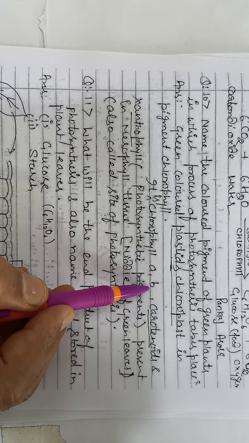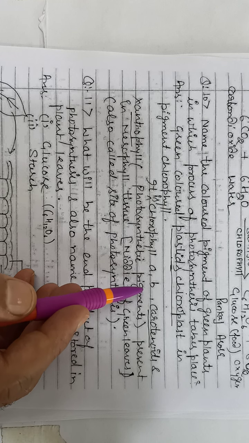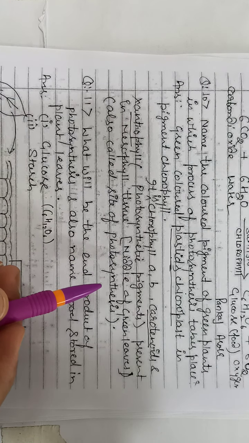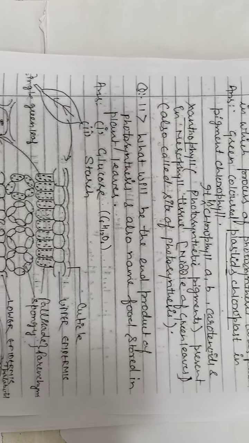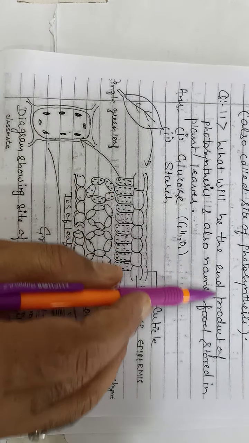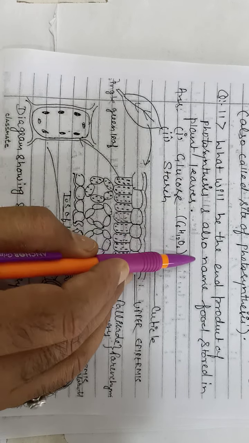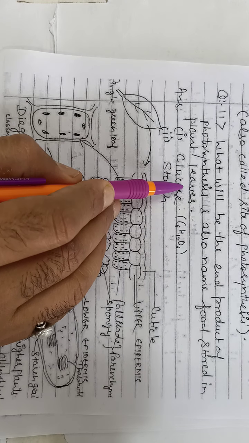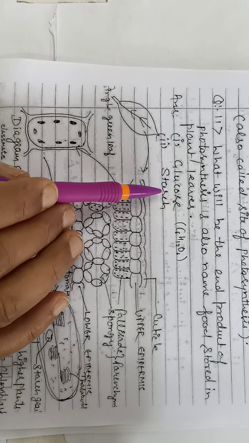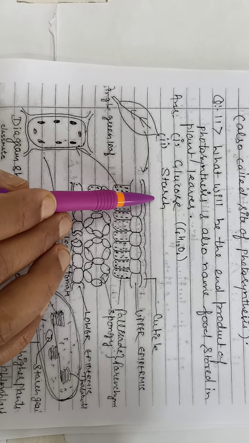Chlorophyll A and B are the green color pigments which give characteristic green color to the leaves, while xanthophyll and carotenoids are the colored pigments present in the plants, which give the characteristic color to the flowers and other colored parts of the plant. Now the question arises, what will be the end product of the photosynthesis? Also the name of the food stored in the plant leaves. The end product is glucose, and glucose when prepared in excess is stored in the form of starch.